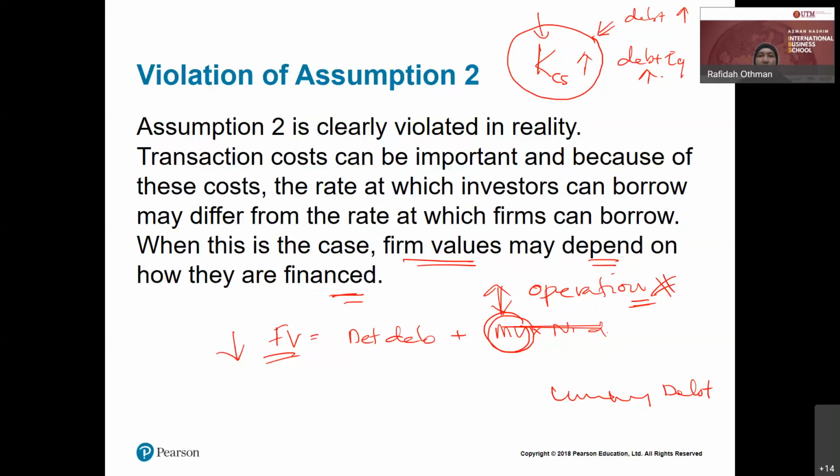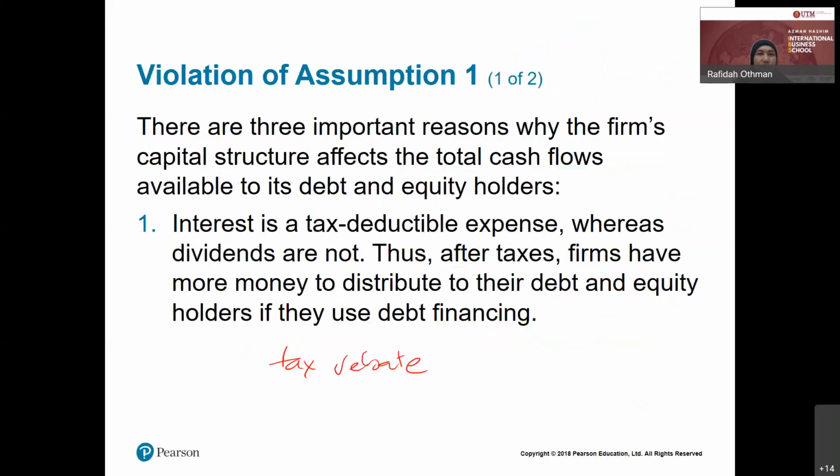So meaning that now we are talking about the investor and the issuer will not have the same page when they are talking about borrowing and lending. Okay. So the violating assumption number 1, interest is tax deductible, so you have a tax benefit of that. But however, you have to match it with the consequences of bankruptcy just now. The bankruptcy will increase the cost of issuing common stock.